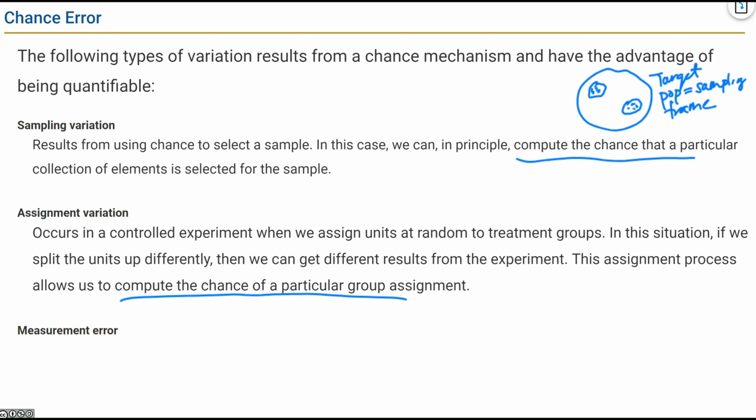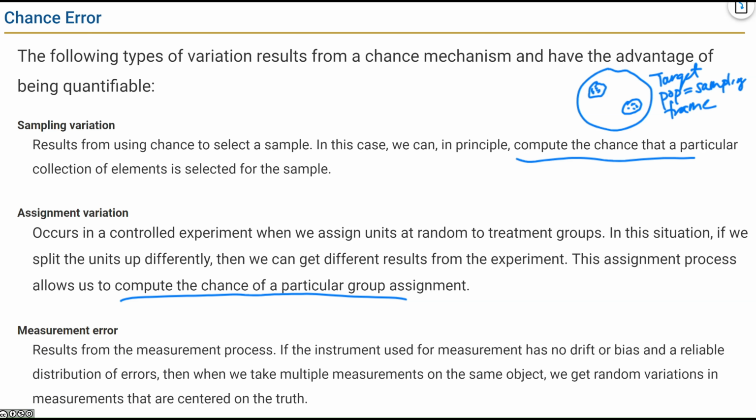The last one doesn't show up in every possible sample. It really depends on what you are measuring. But if you're using some instrument for measurement and it does not have a bias, it is actually right on target, and it has at least some type of distribution of errors that you can assume or model, then we can at least quantify the types of measurement error that may be contributing to our overall chance error. Again, this is more specific for data that we're getting using different scientific instruments.